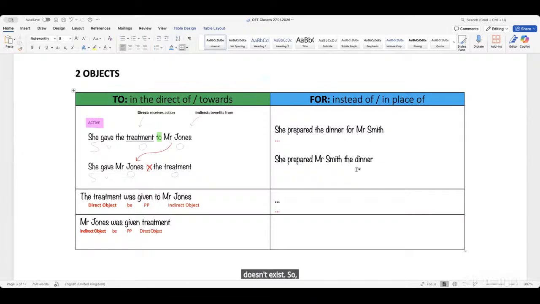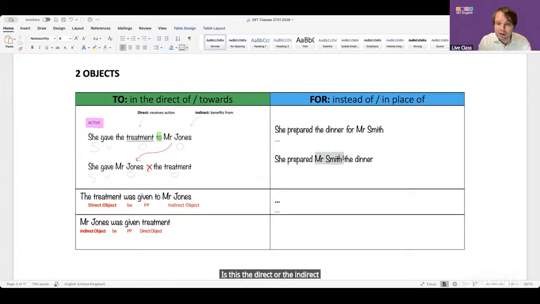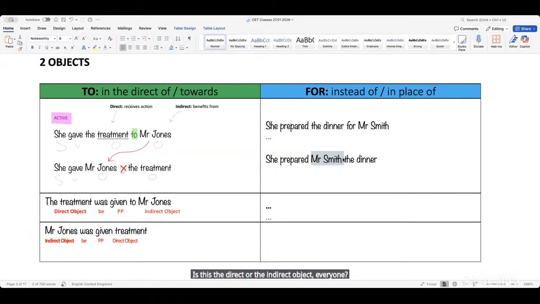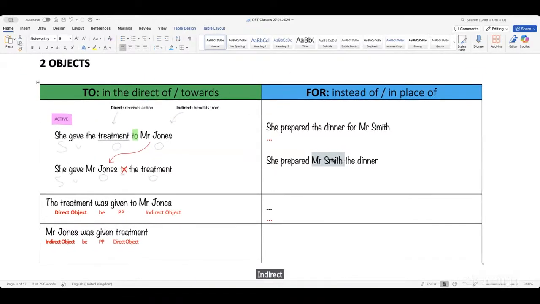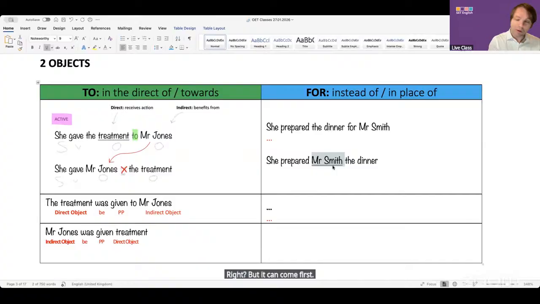So is this the direct or the indirect object, everyone? Indirect. Right? But it can come first. If it's coming first, there's no preposition. It's there. We're thinking it, but we don't say it.